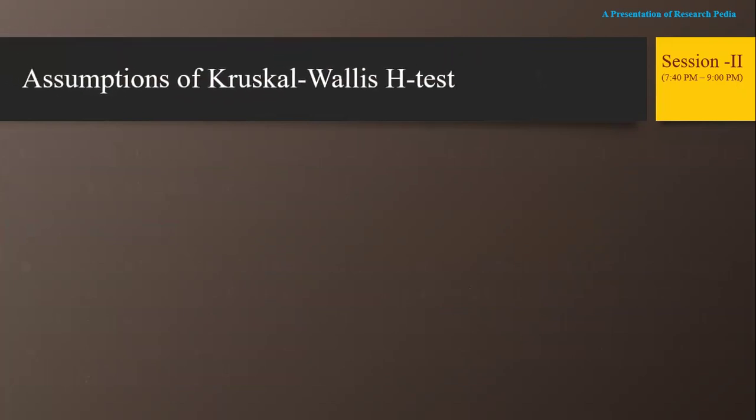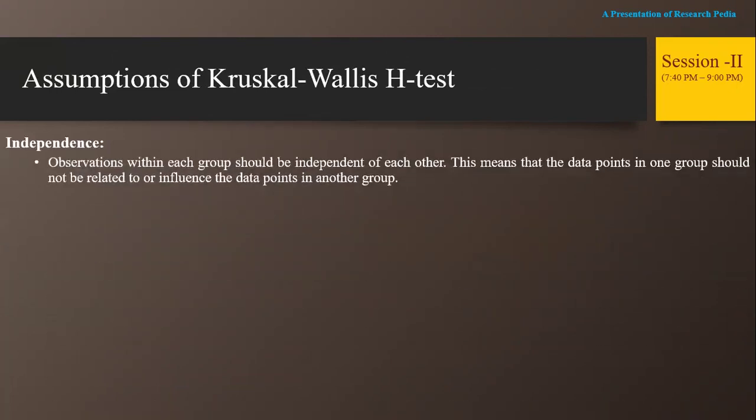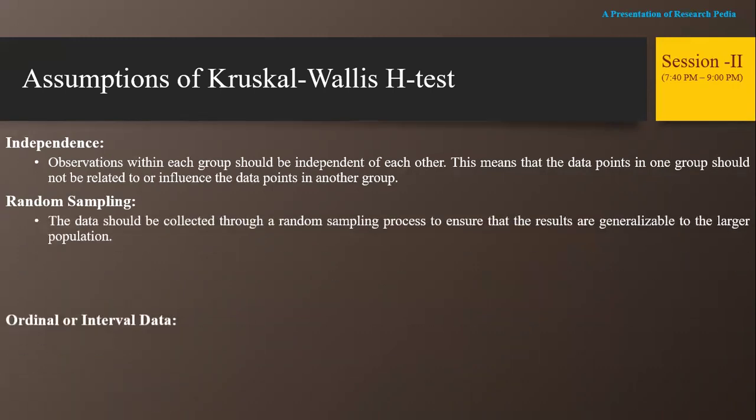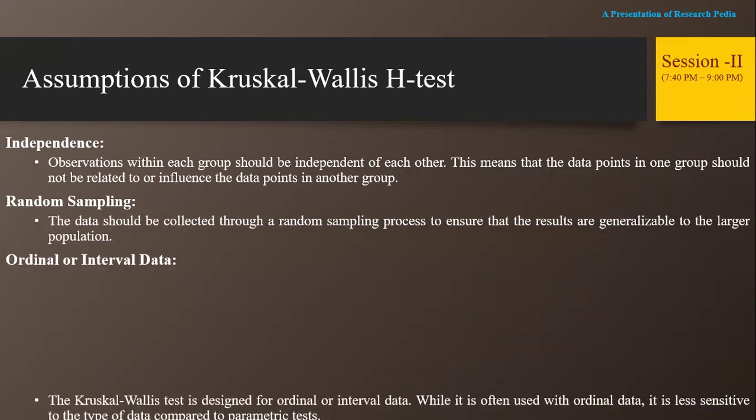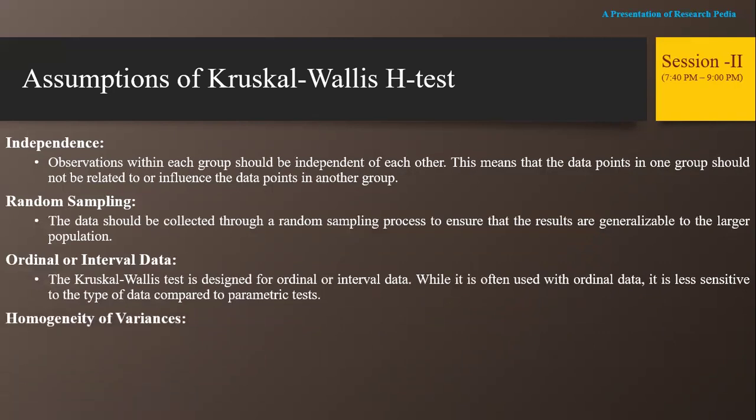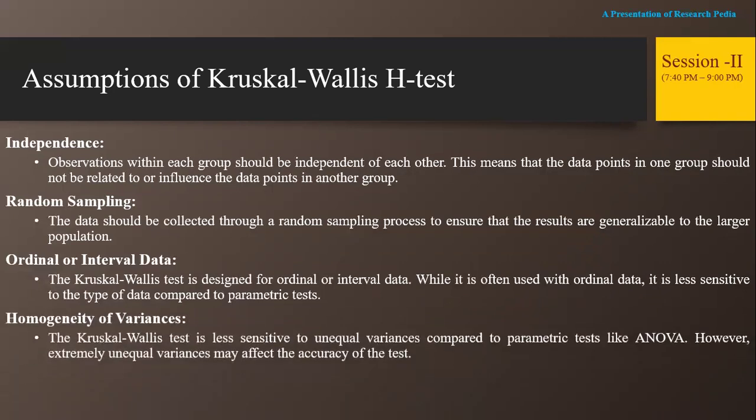So what are the assumptions of Kruskal-Wallis H test? Here comes the first assumption of Kruskal-Wallis, which is independence, which means that the value of one group should be independent from other groups. There should be random sampling for data collection. There should be ordinal or interval data. There should be homogeneity of variances. It may or may not be available.